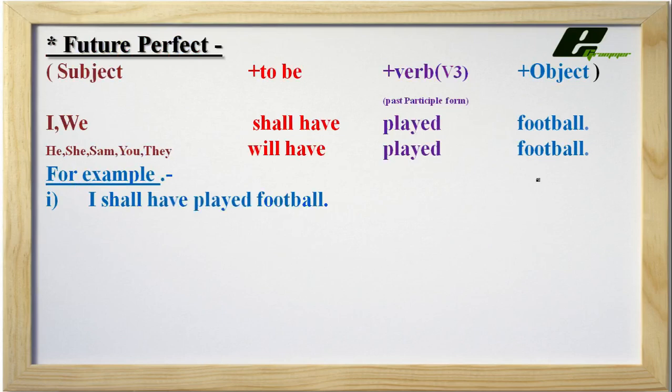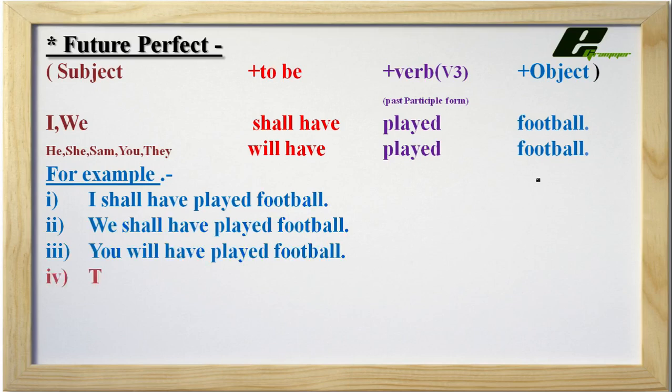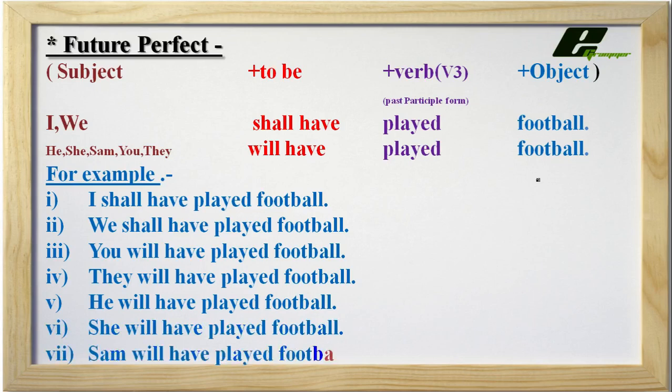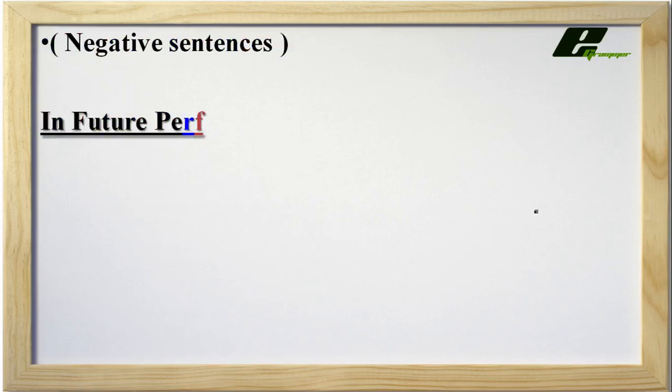I shall have played football, we shall have played football, you will have played football, they will have played football, he will have played football, she will have played football, and Sam will have played football. Understood? Now let us jump to the negative sentence in future perfect tense.